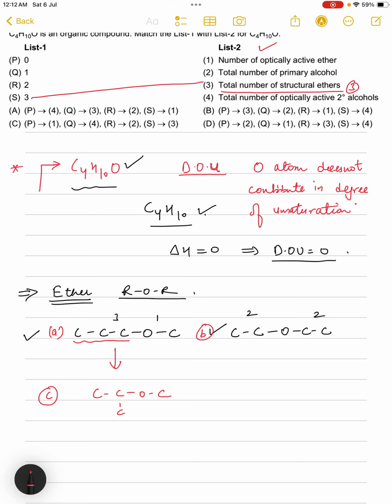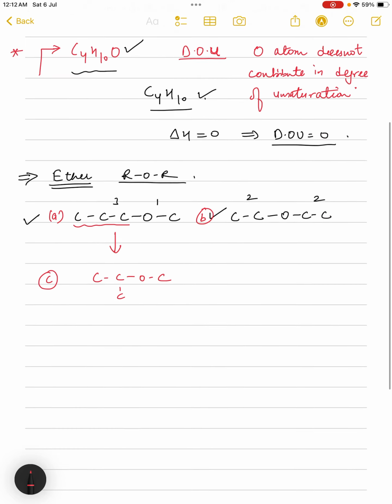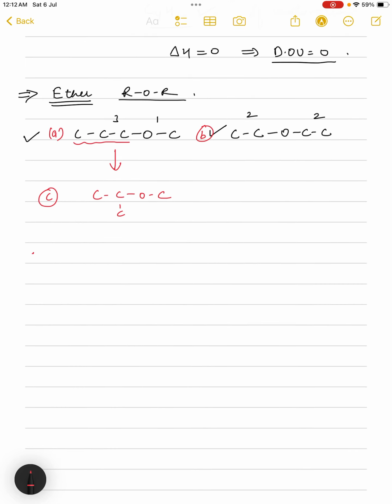Next, if we talk about the total number of primary alcohols, right? In the case of alcohols, which one? Primary alcohols.